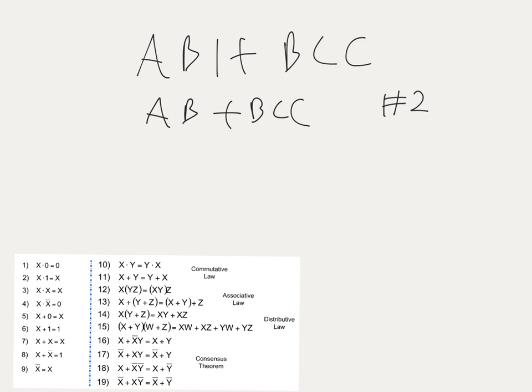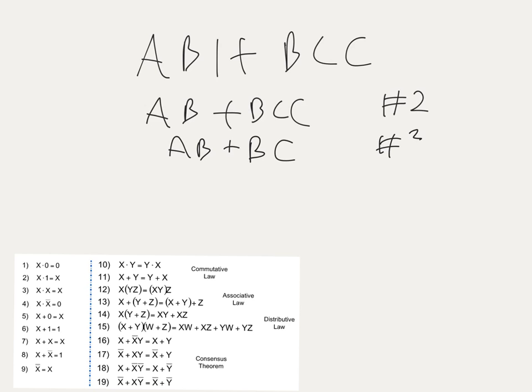Next thing I would probably do is look at these two C's over here. I see those two C's, that seems a little strange. So down in my theorems again, I see, okay, anything ANDed with itself is itself. Well, in that case, BCC is just going to become BC. So AB plus BC, and over here I would write that's because of theorem number 3.